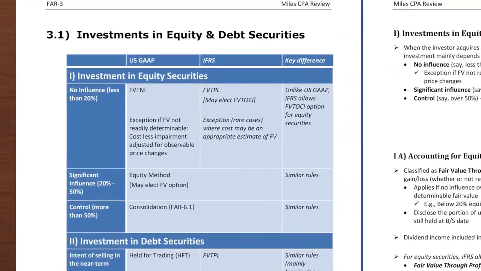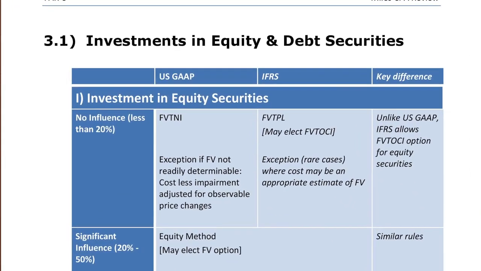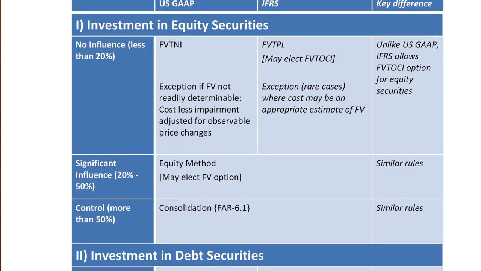In FAR 3.1, let's get to page 2, where we look at investments. We'll start with investment in equity securities and then we look at investment in debt securities. Now the accounting for investment in equity securities depends upon the ownership percentage or the influence or control that the investor has on the investee. So draw a bracket there and write based on ownership percentage.